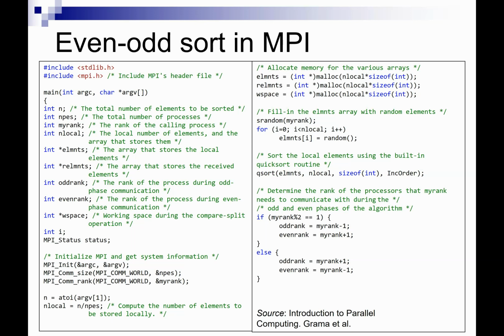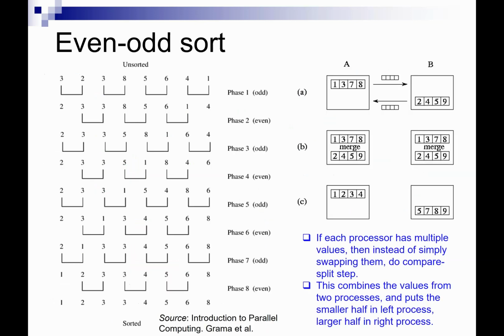Okay, so our goal is to eventually sort everybody's elements together. Now here we're going to compute something called even rank and odd rank. So this is basically saying that if we look at this diagram here, in the odd phases, a process can either pair with the next process, or it can pair with the previous process.